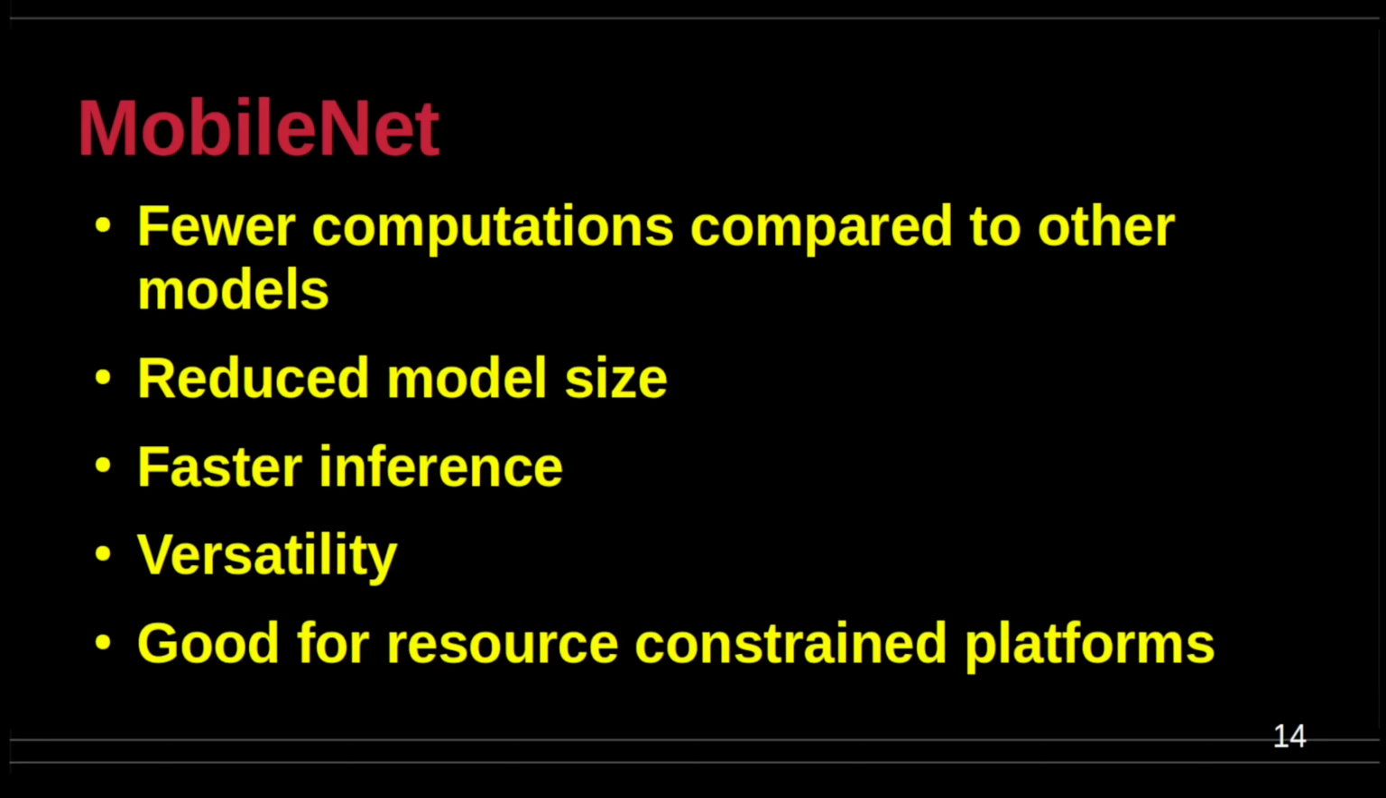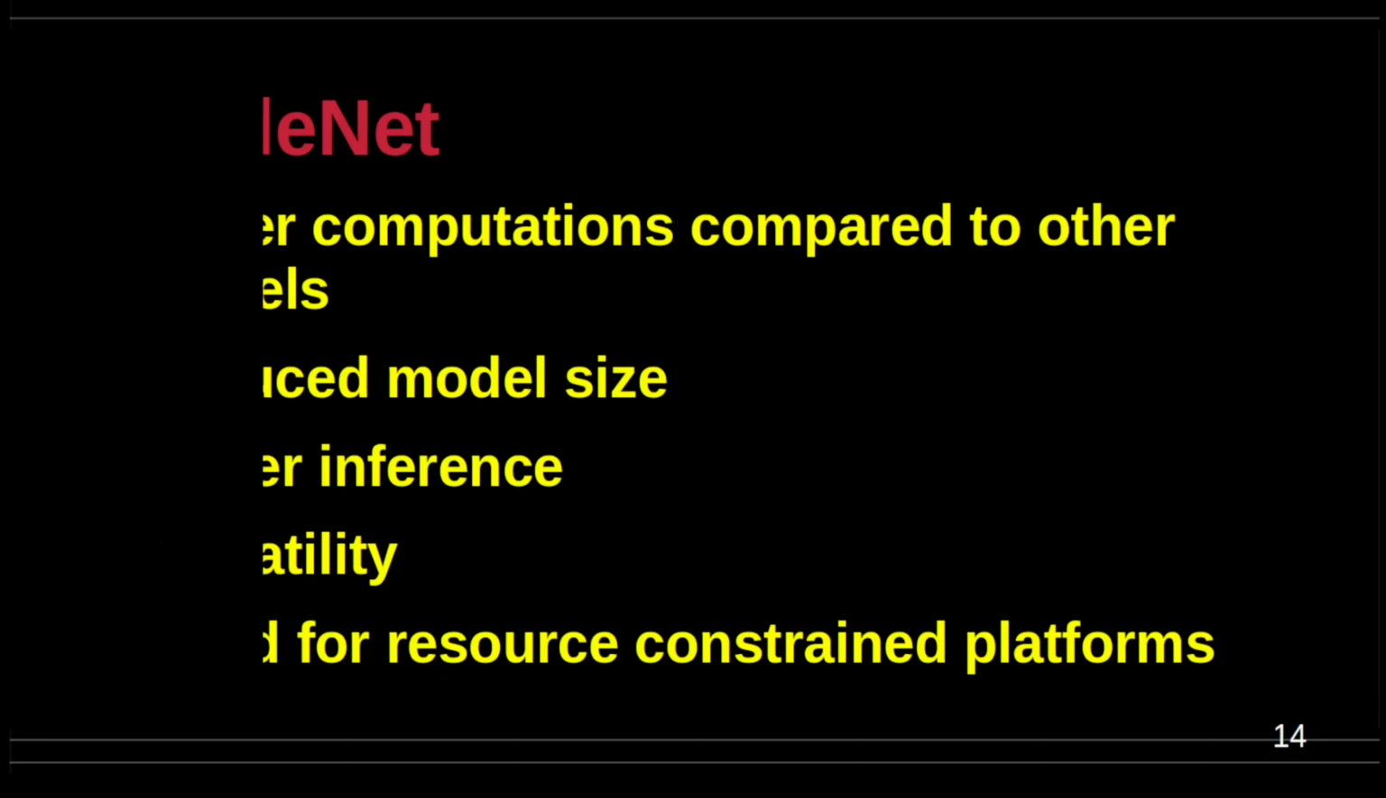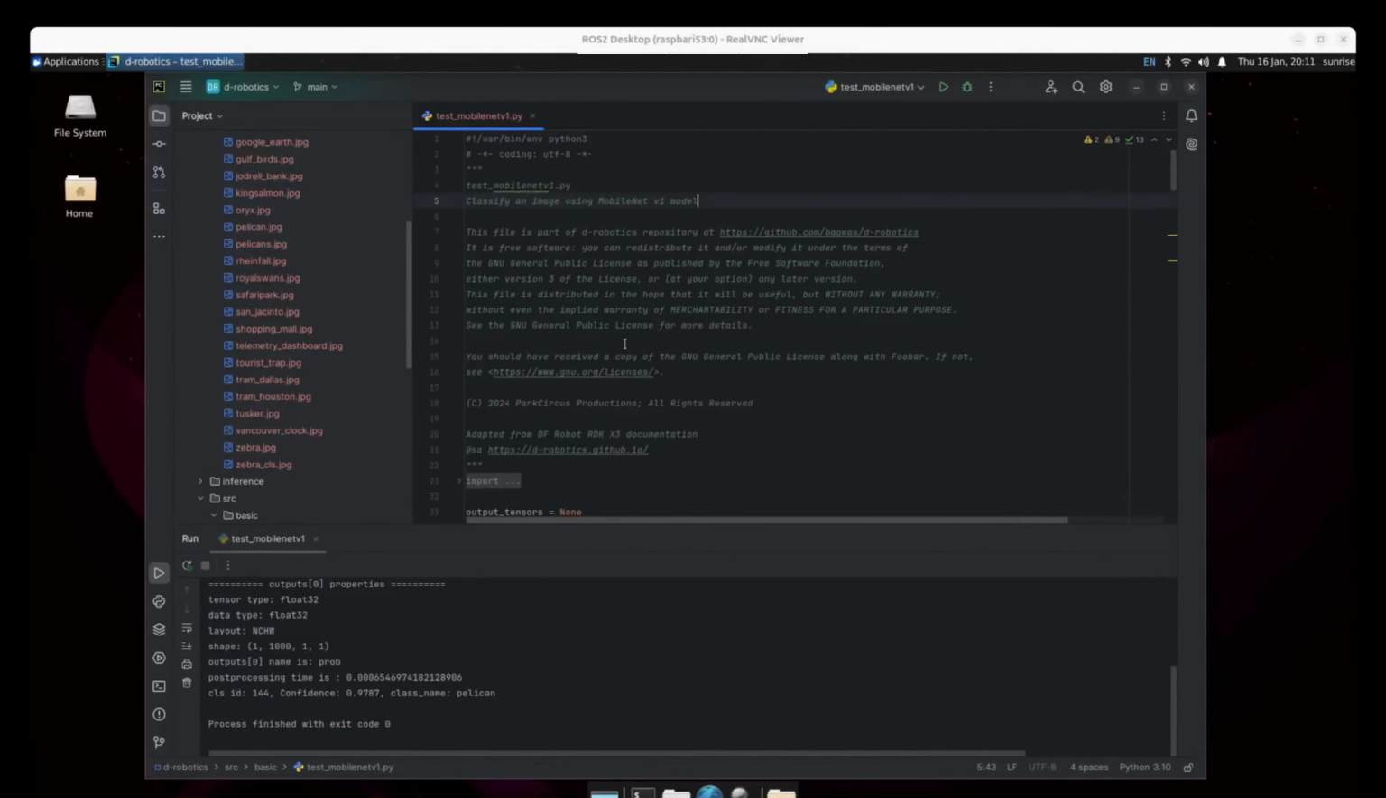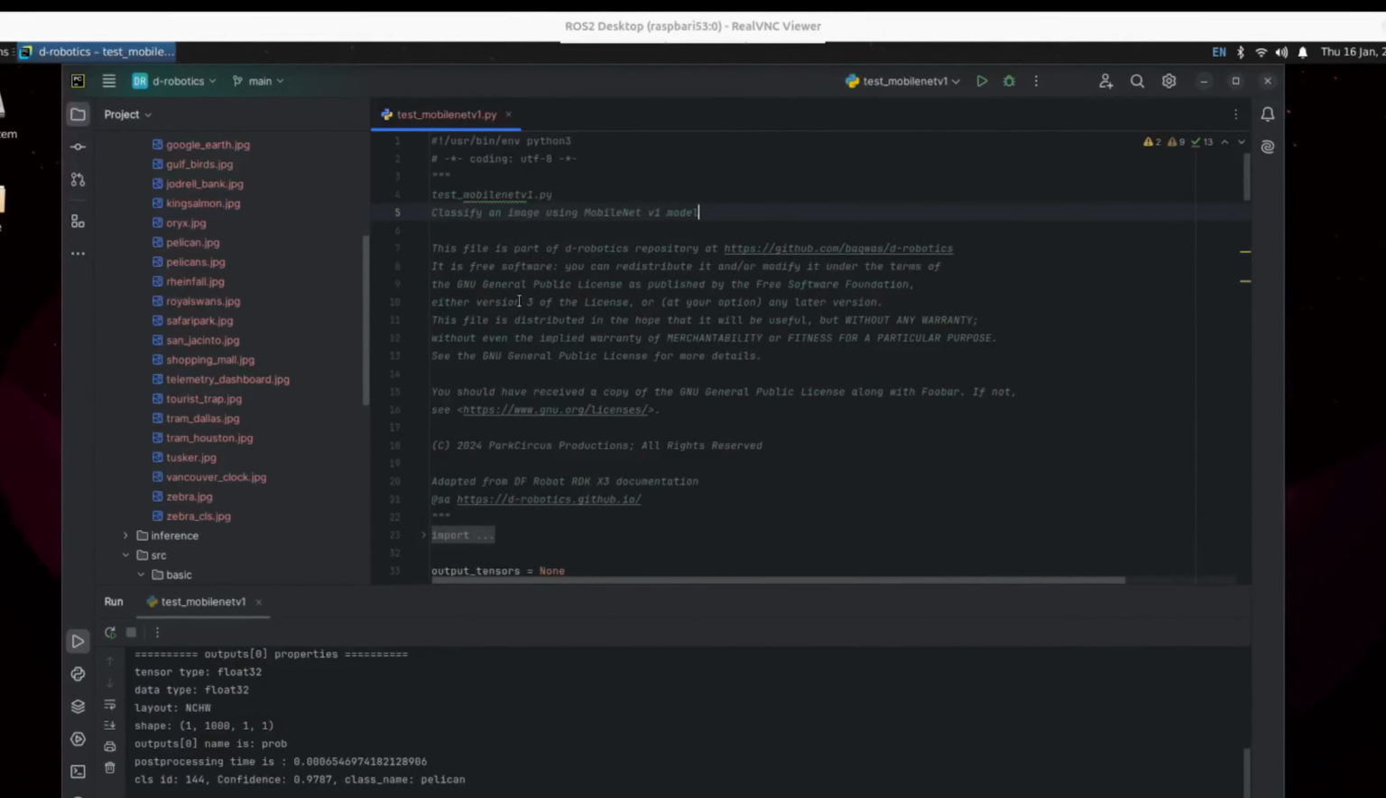MobileNets can be adapted for various computer vision tasks, including image classification, object detection, and semantic segmentation. Let us examine MobileNet now.